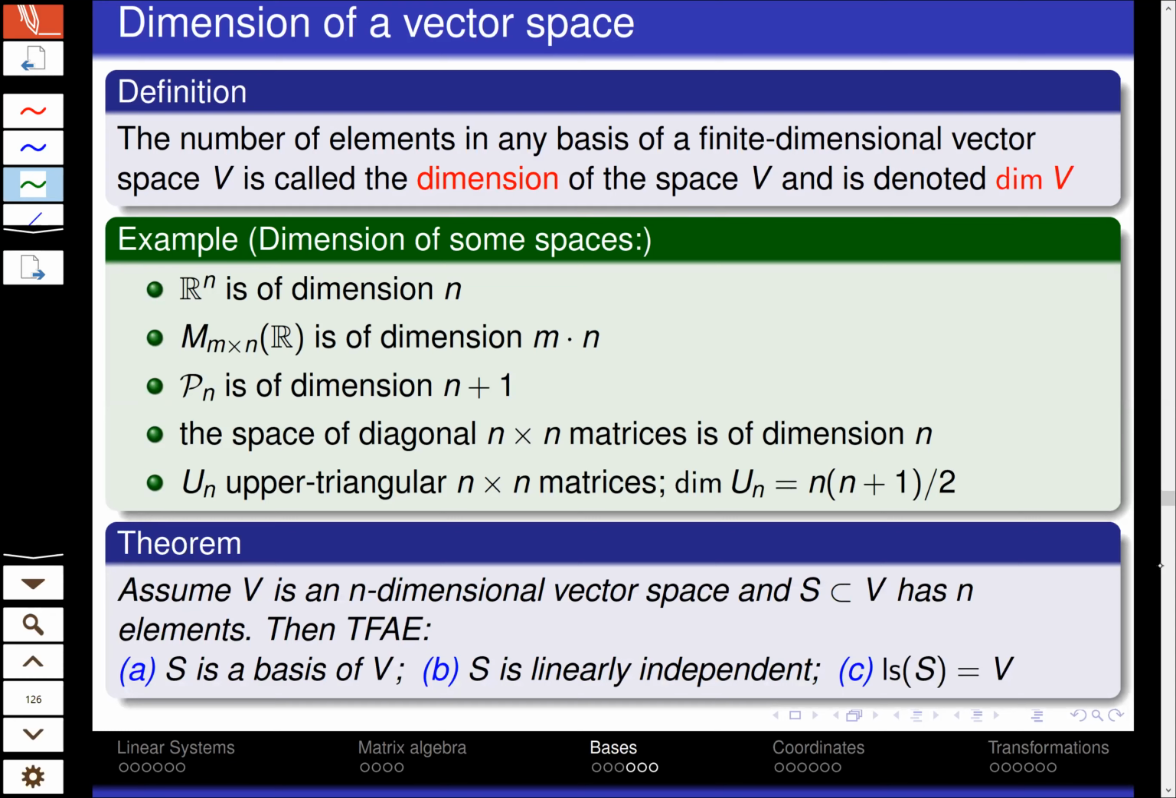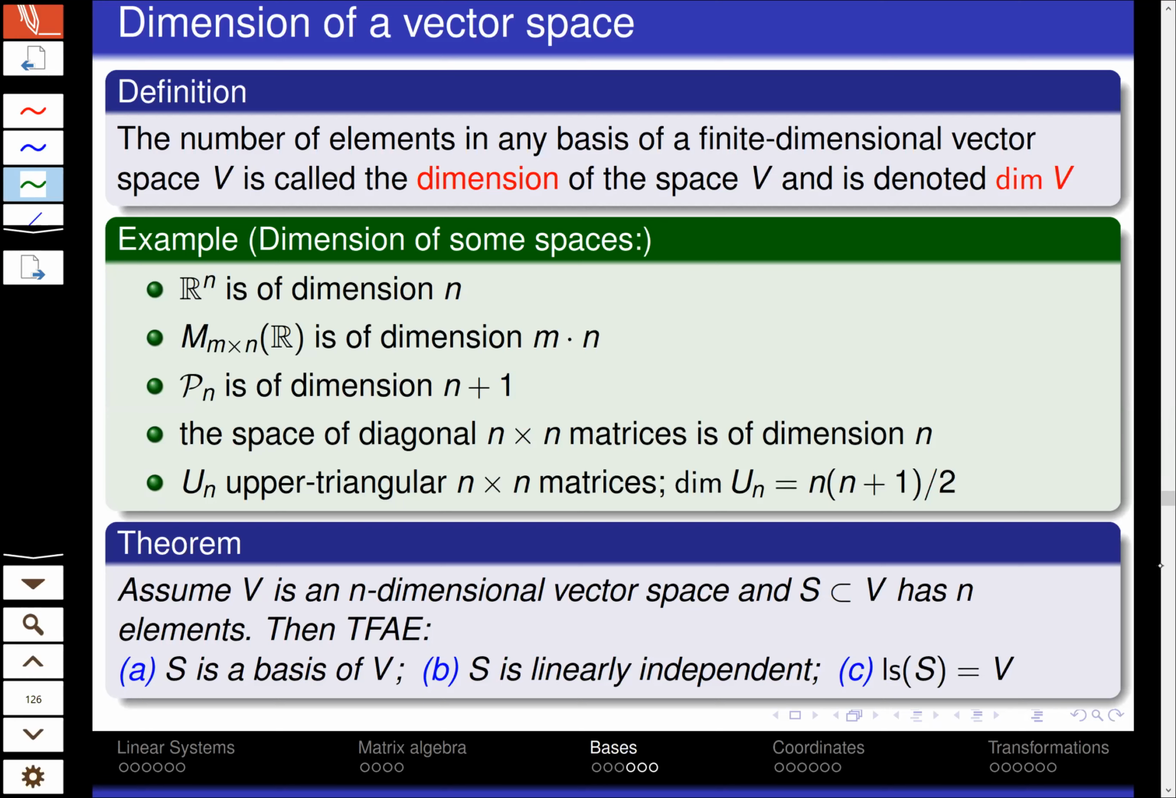Okay, and for finite dimensional vector spaces, you know that any basis has cardinality n. So the number of vectors in the basis must equal the dimension. If you have any such set, then it's not necessary to check that this set is both linearly independent and spanning. In fact, either of these implies the other. So any three vectors in R3 which are linearly independent automatically form a basis. Or if you have three vectors in R3 which span the whole R3, they also form a basis.